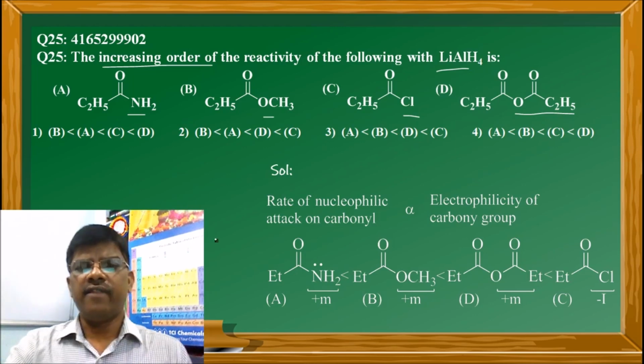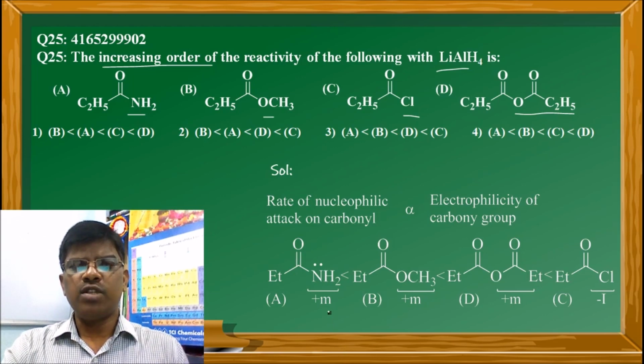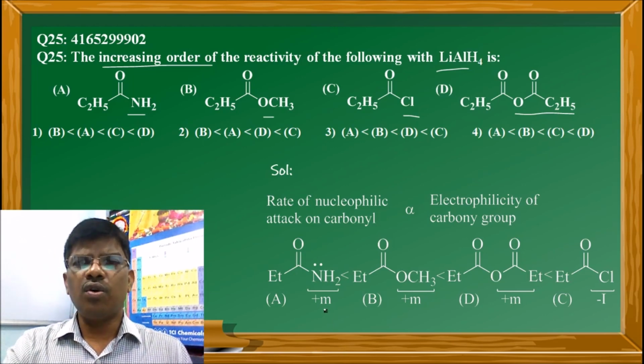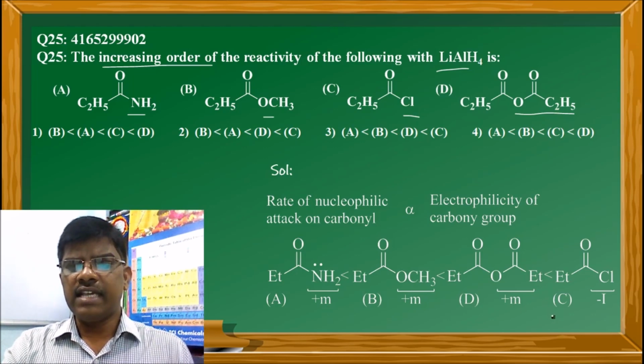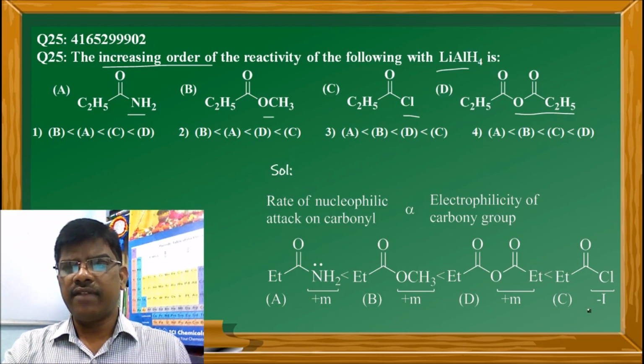Yes, friends, another factor I mentioned is the mesomeric effect. If it is a plus M affecting group, it is slow, whereas if it is a minus I affecting group, it is going to react very fast. So chlorine is a minus I affecting group, whereas anhydride is a plus M group, ester is a plus M group, and amide also a plus M group.